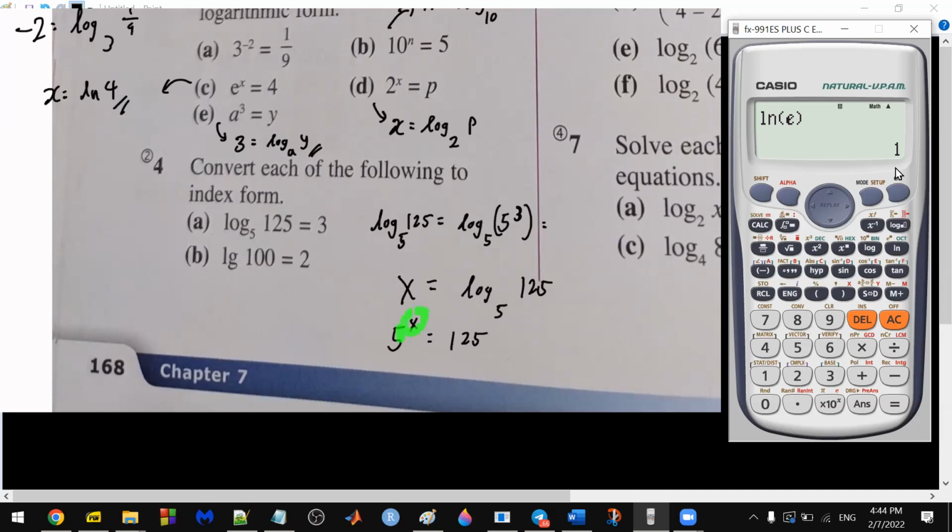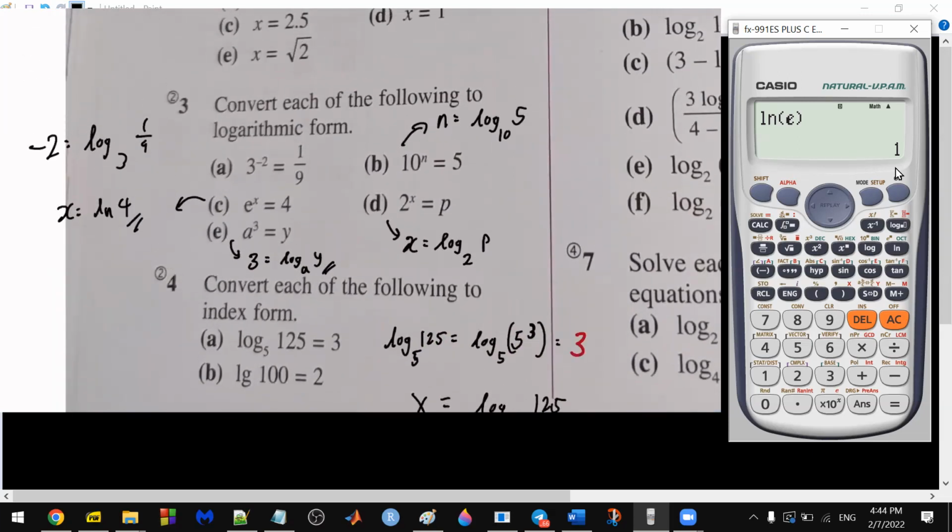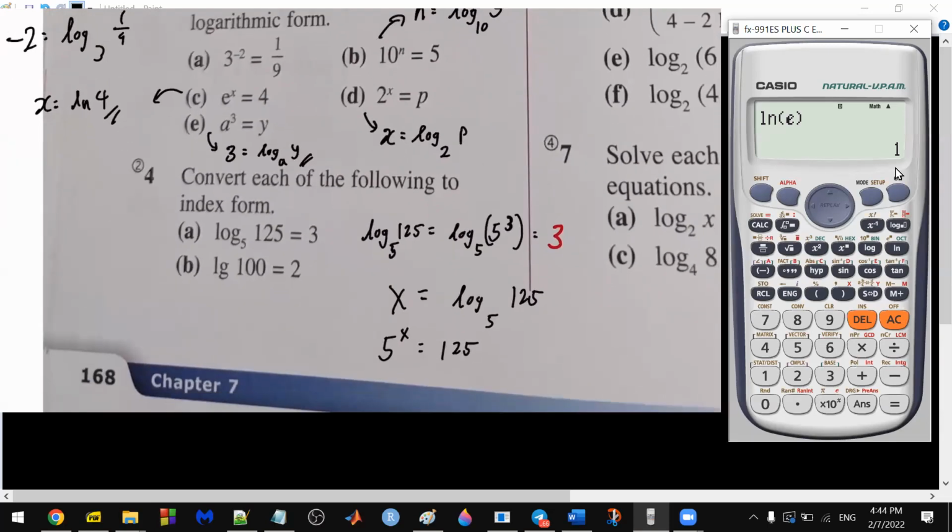5 to the power of something gives me 125. But I know 125 is 5 cubed. So x is? x is 3. Exactly. Okay, let's phrase it again without looking at the equation.